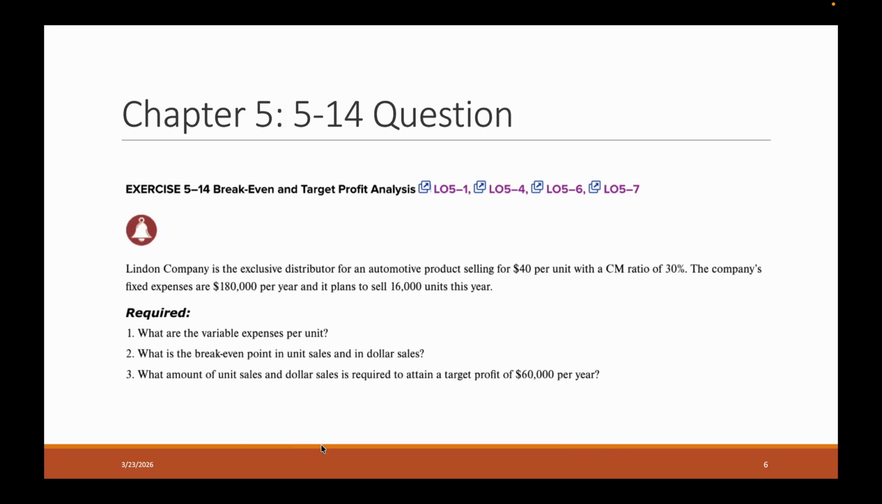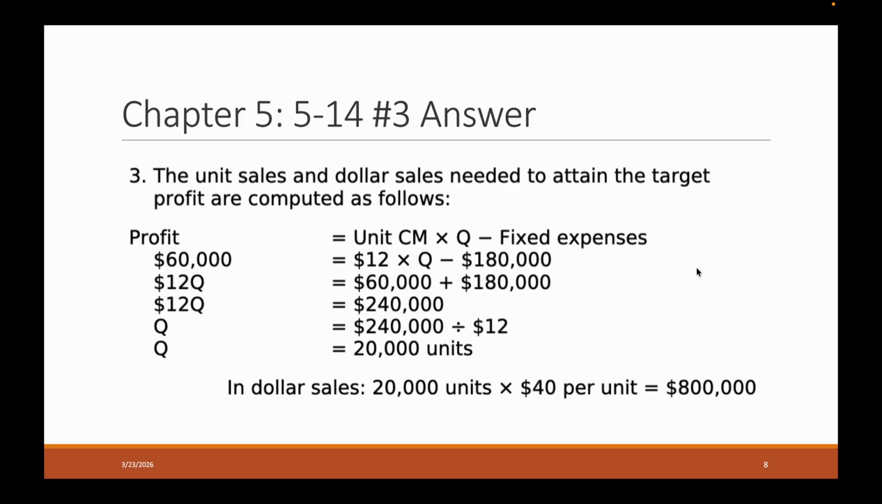All right, going back, looking at question 3: what amount of unit sales and dollar sales is required to attain a target profit of $60,000 per year? So we're going to use that same exact formula that we used in the last question. Profit equals your unit contribution margin times the unknown quantity minus your fixed expenses. But this time, instead of setting profit to 0, so not the break-even point, we're trying to find a profit of 60,000. So we're going to have 60,000 on the left-hand side of the equation, and you have to rearrange the equation to single out the variable Q, because we're trying to find the unknown quantity of products sold. After rearranging the equation, you have 12Q is equal to $240,000. Divide that 240,000 by 12, and that leaves you with a Q of 20,000 units.